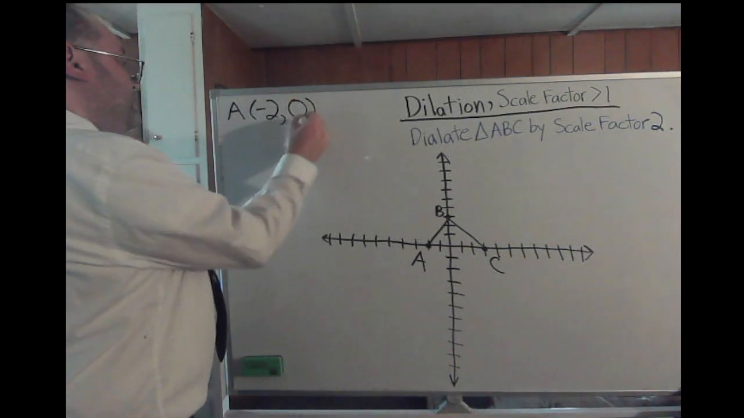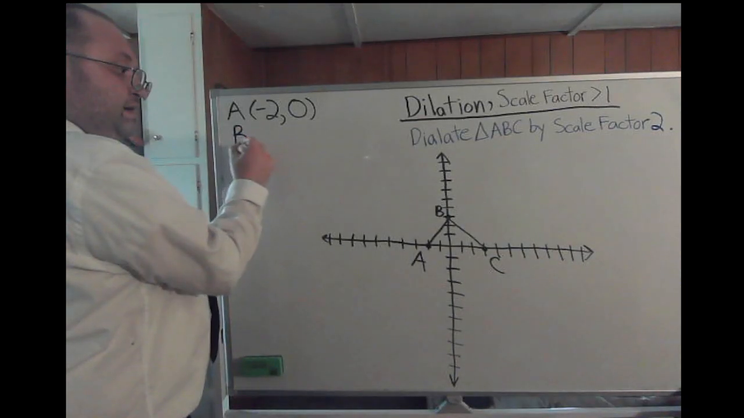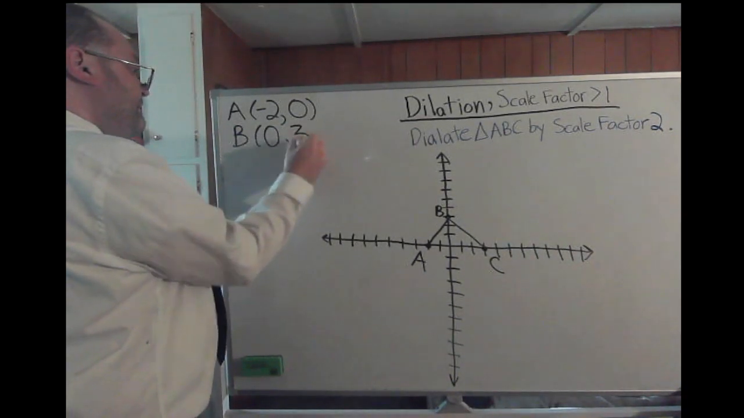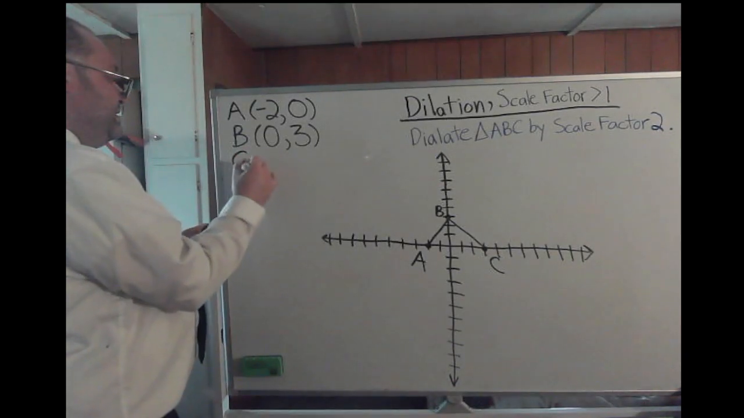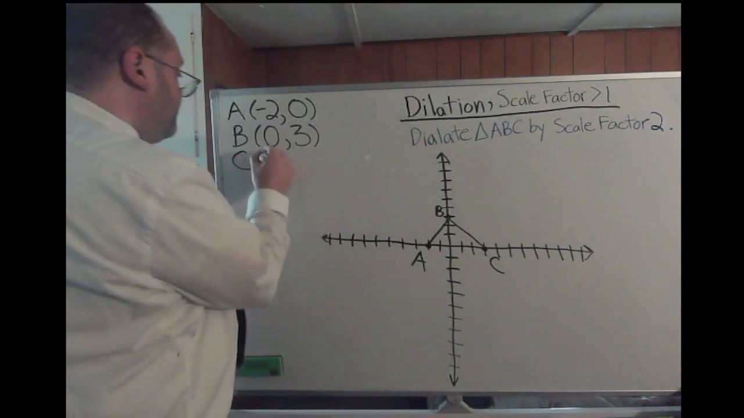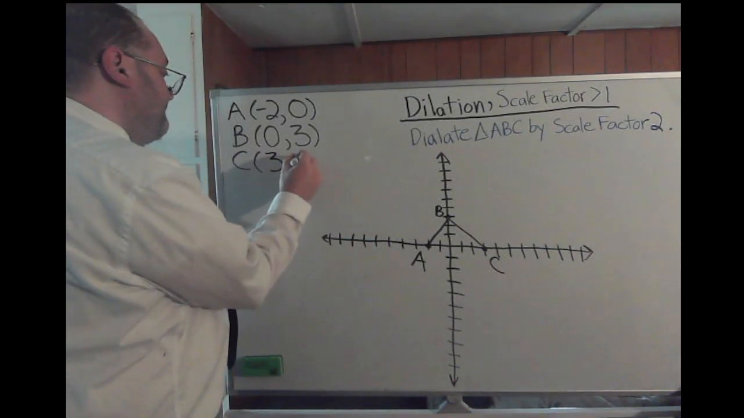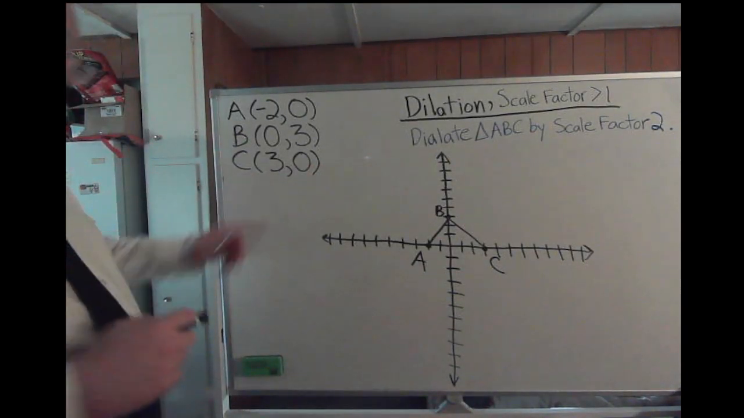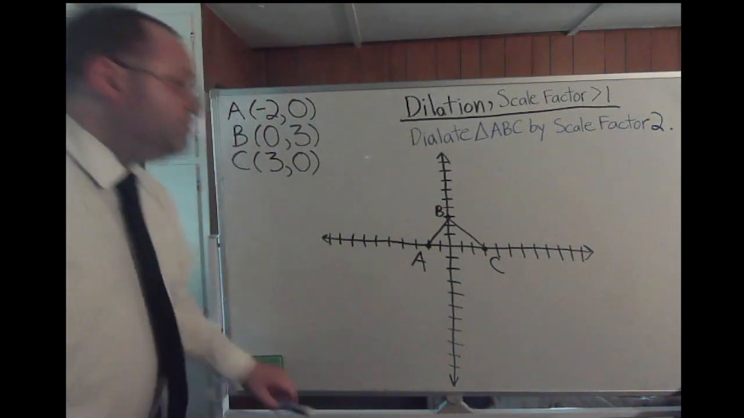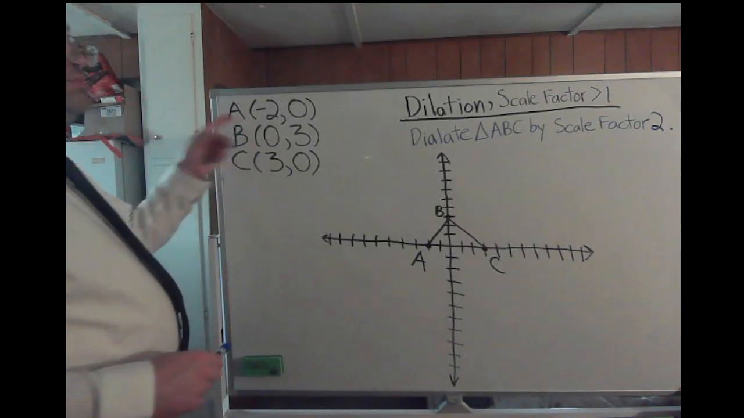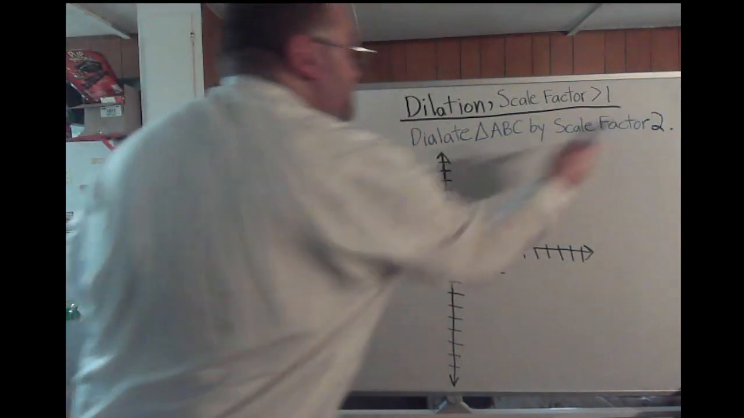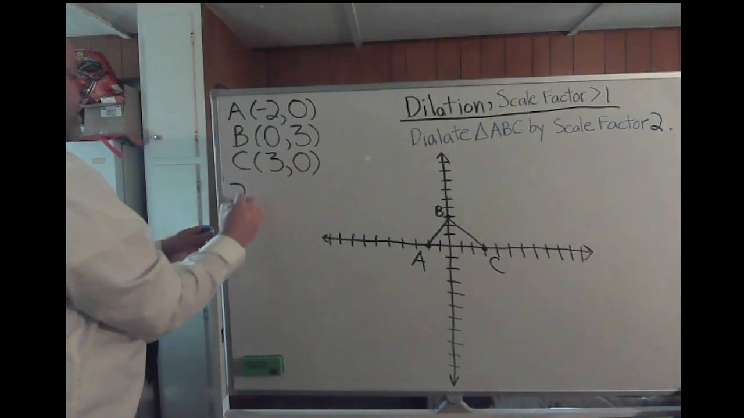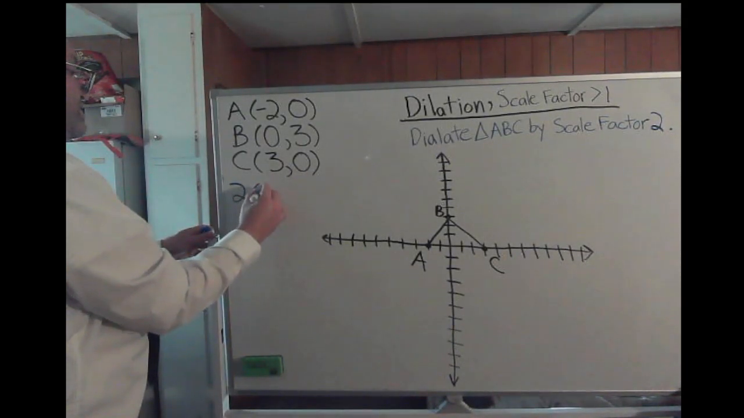B is at 0, 3. And C is located at 3, 0. So now we've listed our original coordinates. In order to make the dilation, we've got to take these coordinates and multiply them by that scale factor of 2 that we have. So let's start with coordinate A. We'll take 2 times the coordinate negative 2, 0.